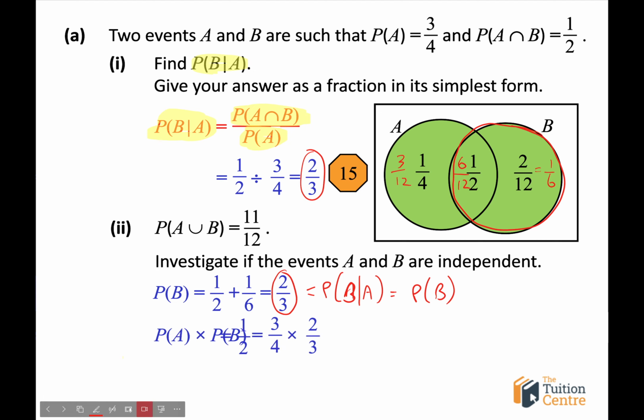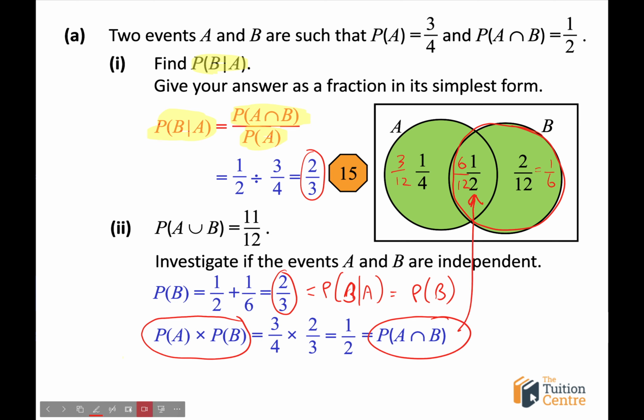But most people will understand it this way, that we say if two events are independent, the probability of the first multiplied by the probability of the second is equal to the probability of the intersection. So the probability of A multiplied by the probability of B is 3/4 multiplied by 2/3, and that is equal to a half. And of course that is what we have in the intersection. So that's it. The events are independent. Done.